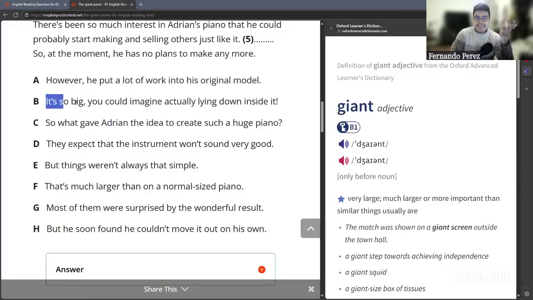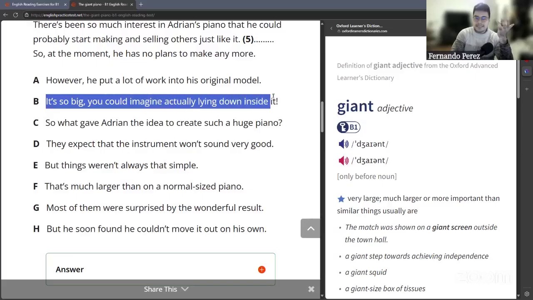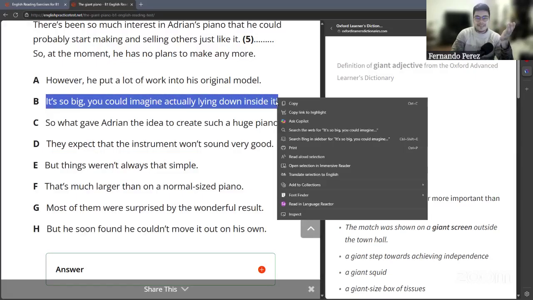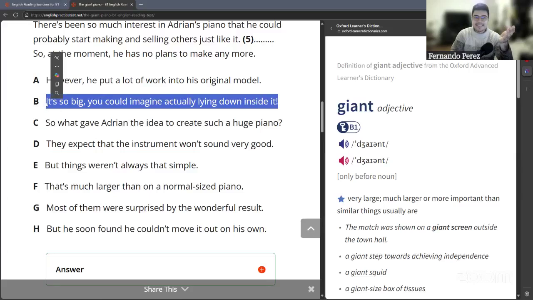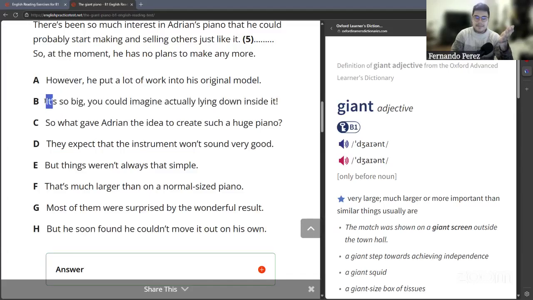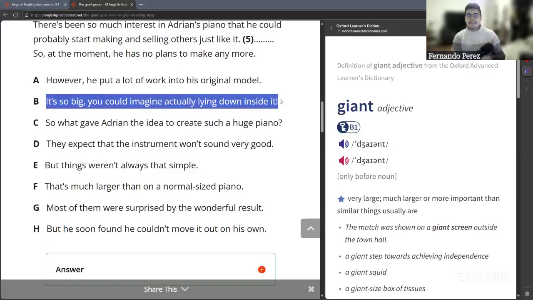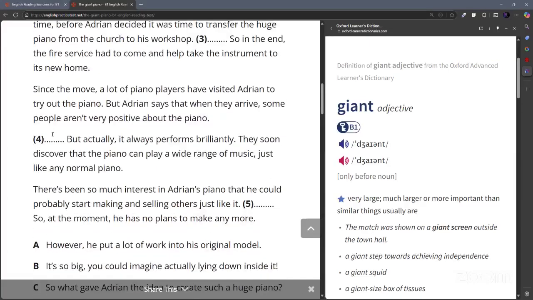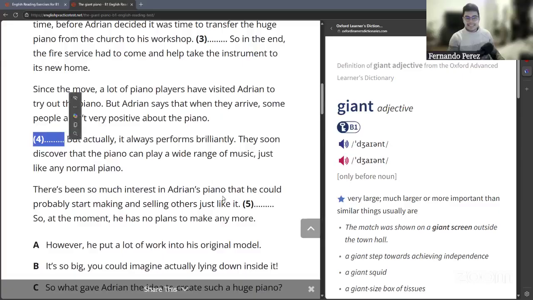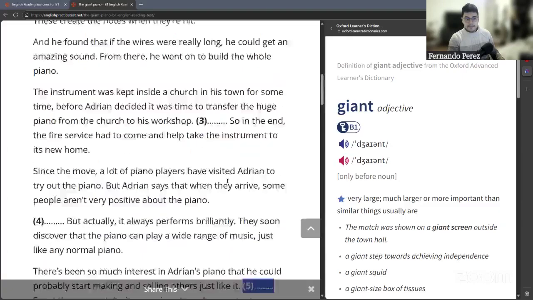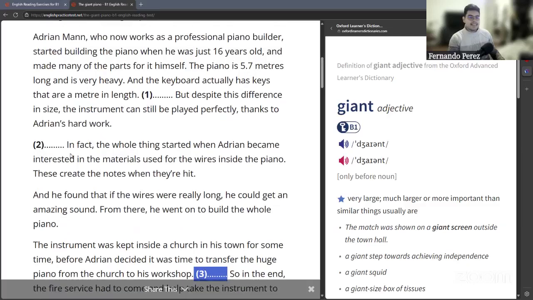In this case, it says it's so big you could imagine actually lying down inside it. This is not the first line in the text. Do you agree? Because you have several references to the past. What is it? What is its in this case? This sentence is a reference to a previous sentence. Do you agree with me? Yes. So the position of the sentence in the text is very relevant, and this is a challenge in this exercise.